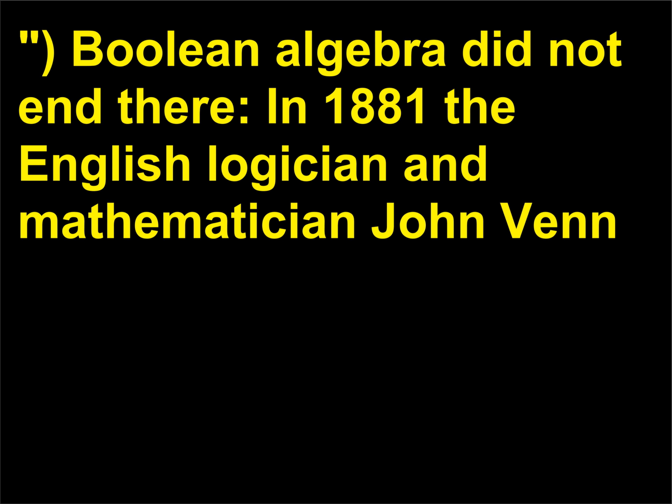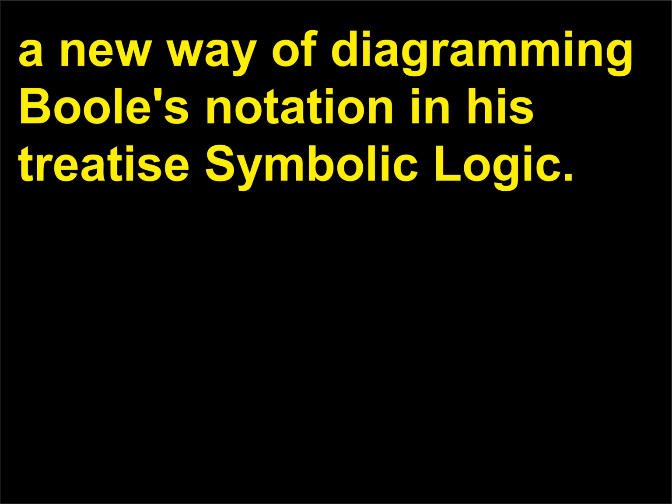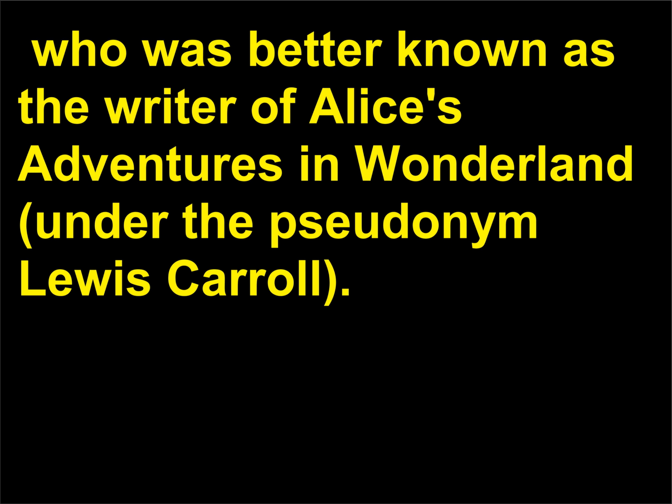Boolean algebra did not end there. In 1881 the English logician and mathematician John Venn, 1834 to 1923, interpreted Boole's work and introduced a new way of diagramming Boole's notation in his treatise Symbolic Logic. This was later refined by the English mathematician Charles Dodgson, 1832 to 1898, who was better known as the writer of Alice's Adventures in Wonderland, under the pseudonym Lewis Carroll.